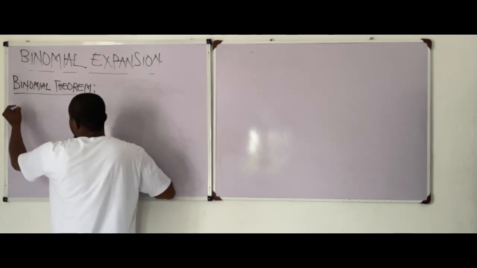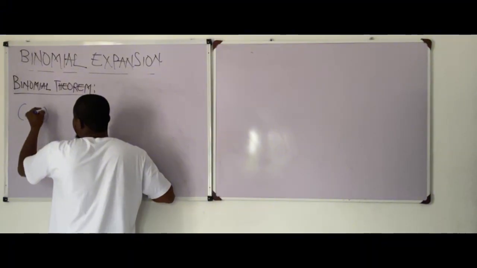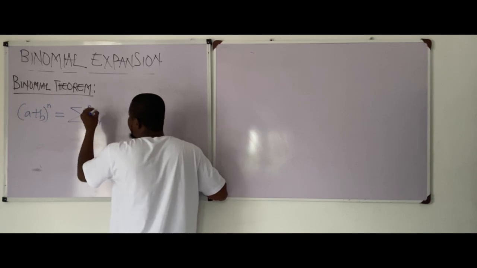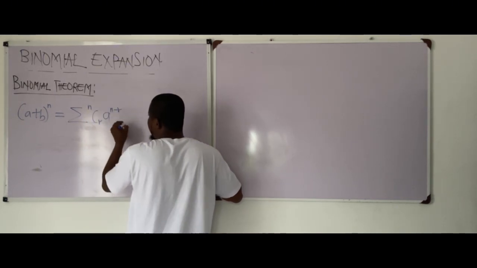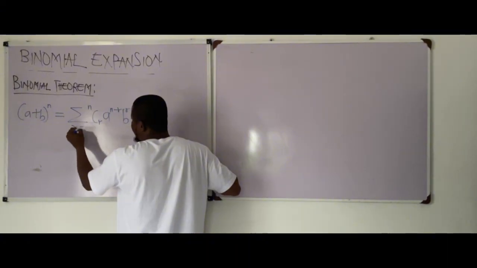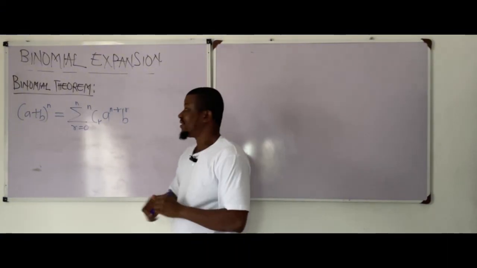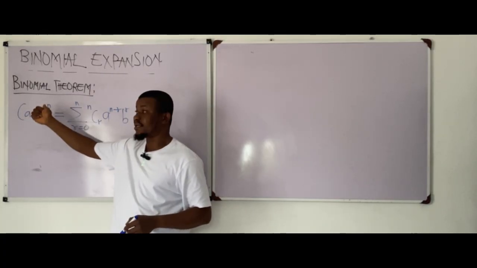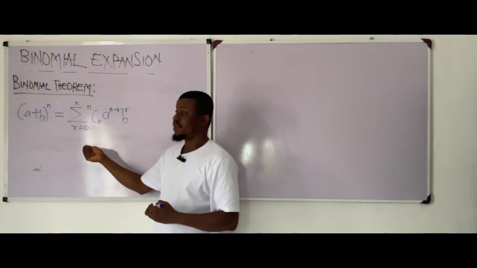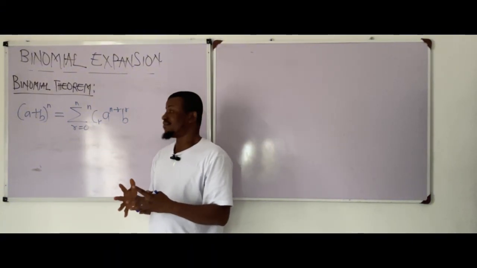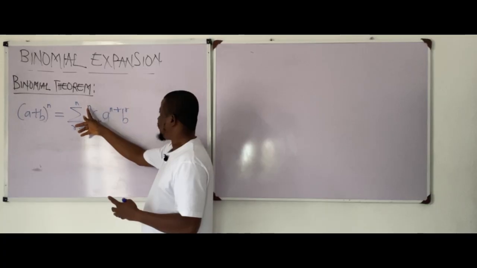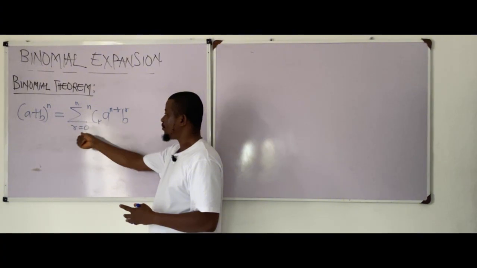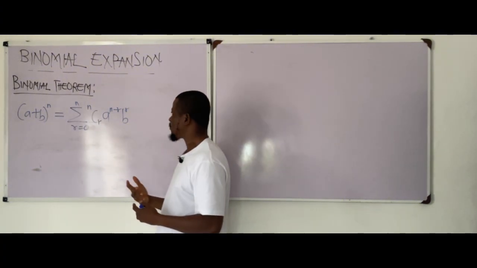Now the binomial theorem states that if you have an expression (a + b) to the power n, then this is equal to the summation of n combination r, a raised to power n minus r, b raised to power r, where r runs from 0 to n. This is the formula, this is the binomial theorem. When you have any binomial expression of this form raised to a given index, it is a summation of terms, with n combination r, a raised to power n minus r, b raised to power r, and r runs from 0 to n.